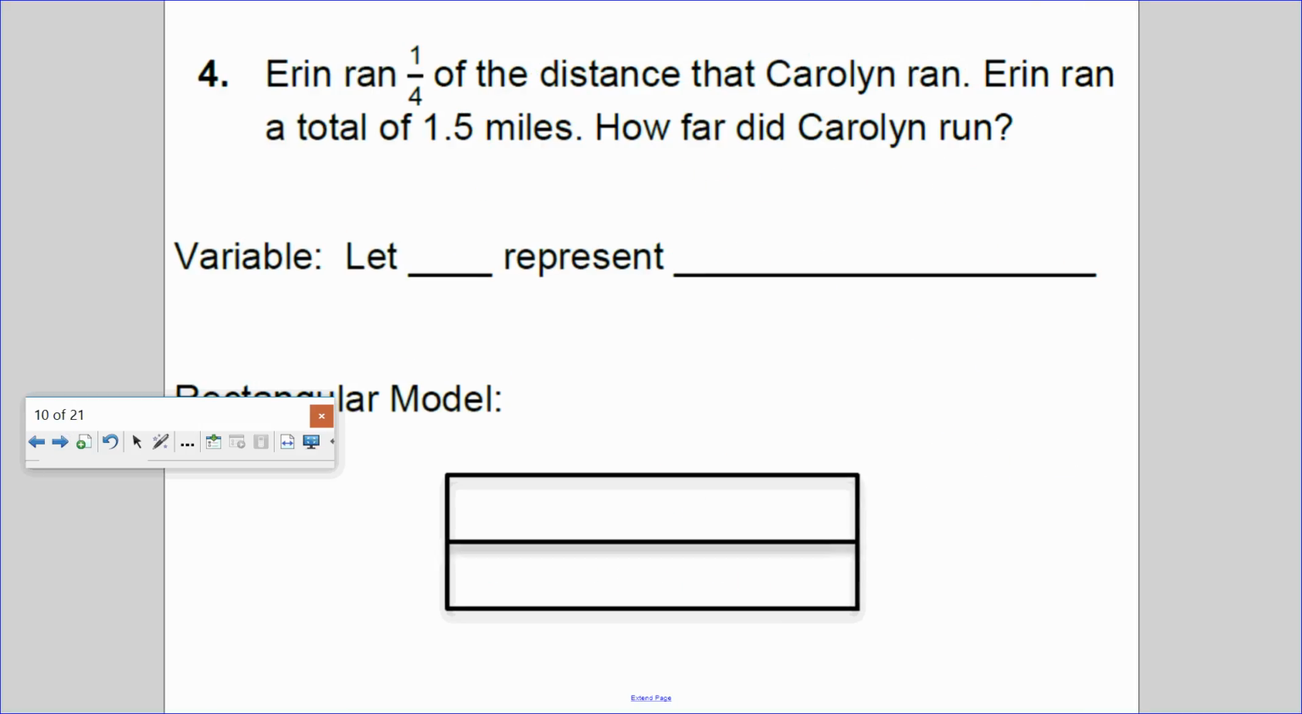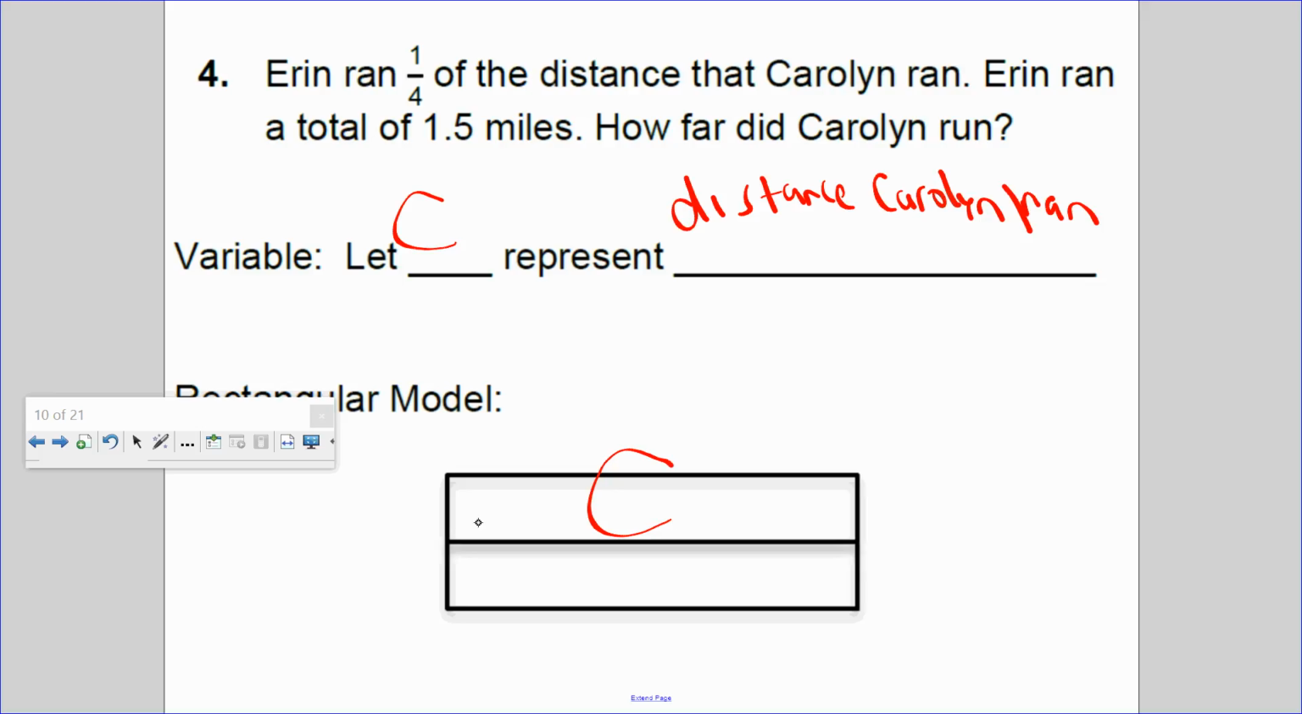And last, Aaron ran 1/4 of what Carolyn ran. Aaron ran a total of 7.5 miles. How far did Carolyn run? C equals the distance Carolyn ran. So this is Carolyn, little Carolyn. This is all the distance she ran. Aaron ran 1/4. That's the fourth.